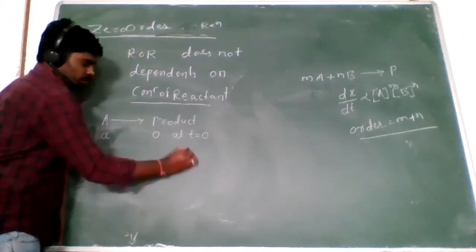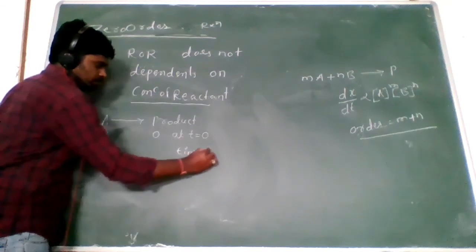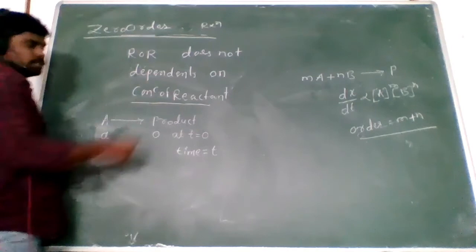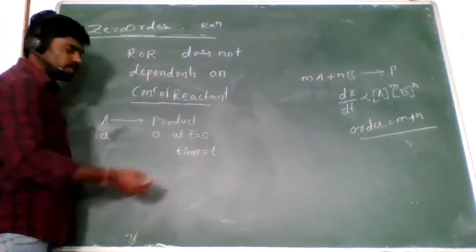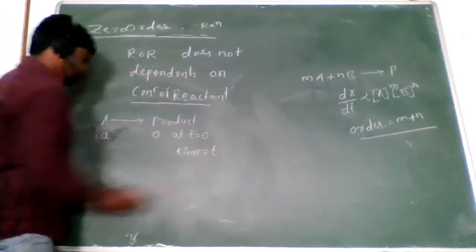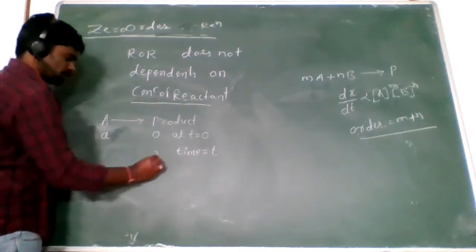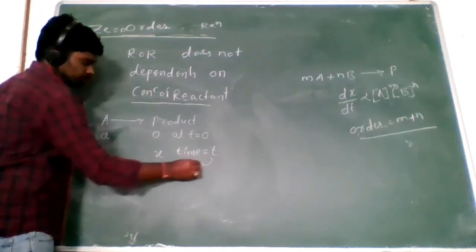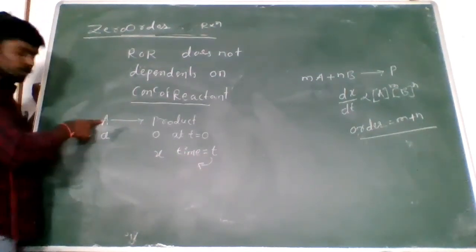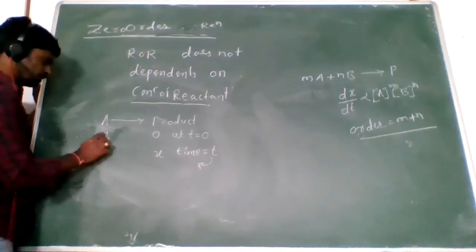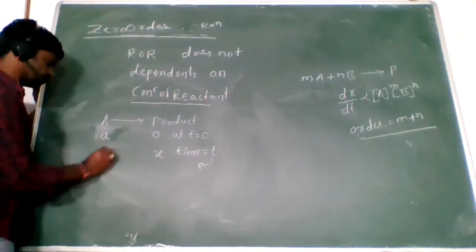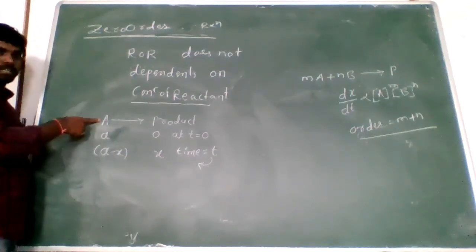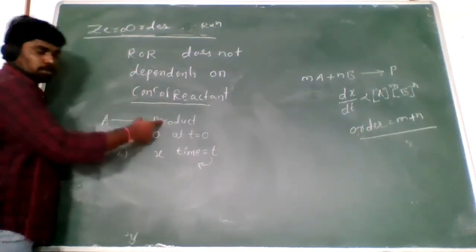Time equal to t. So after some time, for example 1 hour, 2 or 3 hours, or 20 minutes, at time equal to t the product is x. Now the concentration of the reactant is a minus x. A is the reactant, and A is converted to the product.